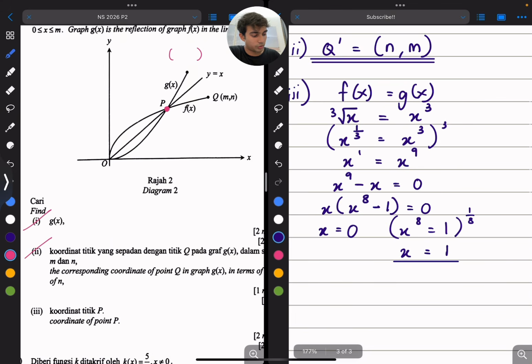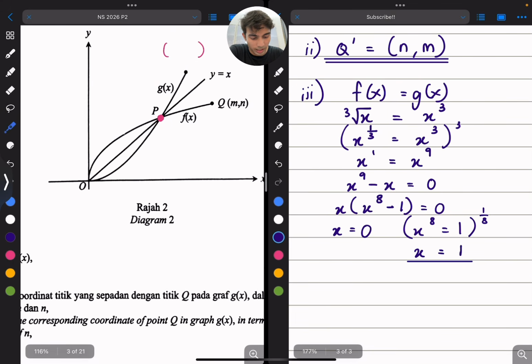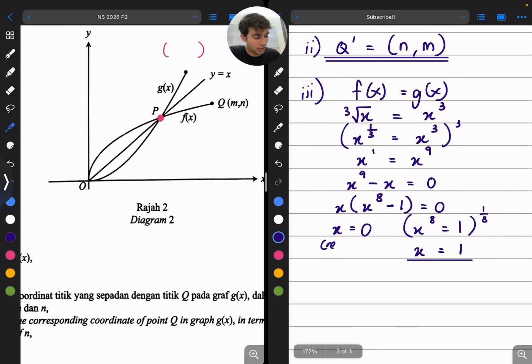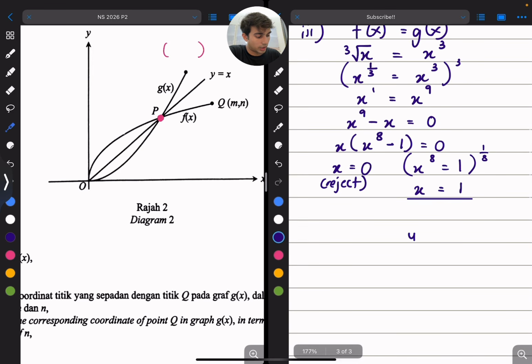Okay, so this one we have to reject one of it because P definitely cannot be 0 because 0 is here. So you see why we get two values is because this graph and this graph actually intersect at 2 points. One is when x is 0, one more is when x is 1. So this one we have to reject because this is not P. P is when x is 1. Then we can go ahead and find y. For y you can just use any of these equations. Let's just say x cubed.